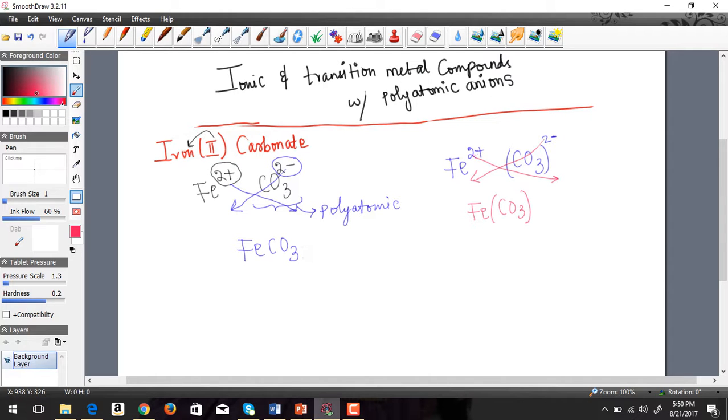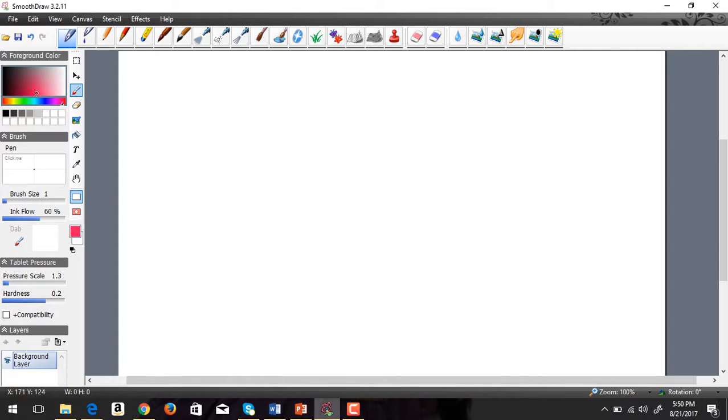All right, let's go look at another example where things can be a little tricky. Okay. All right, we looked at iron 2 carbonate, right? How about let's look at iron 3 carbonate. Okay, iron 3 carbonate. Okay.